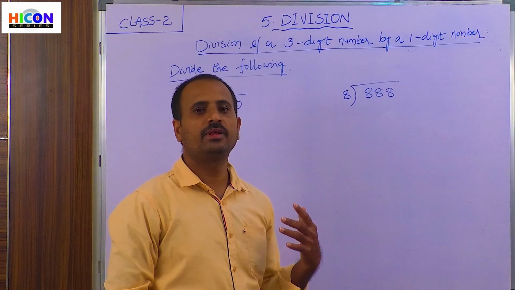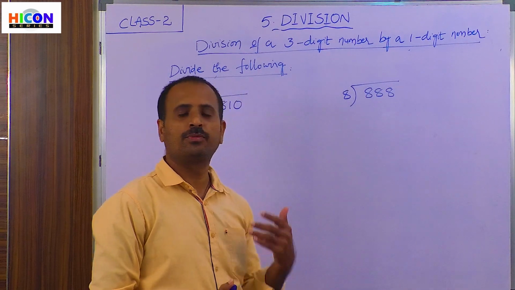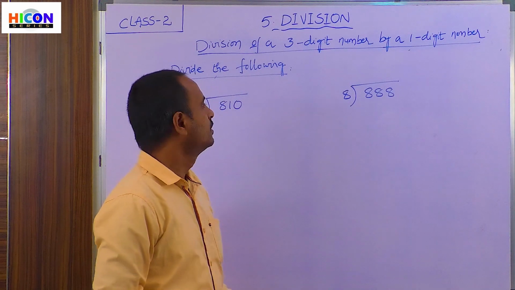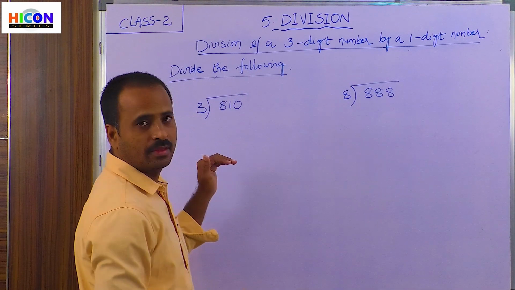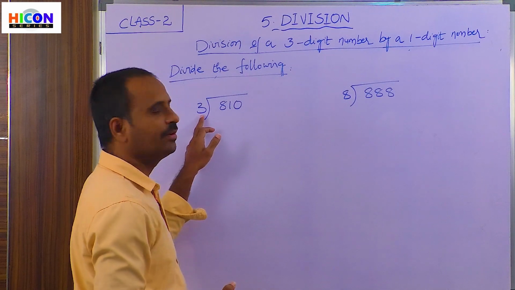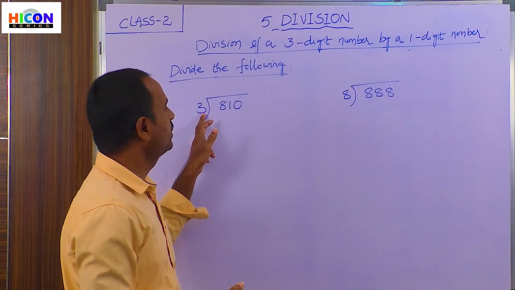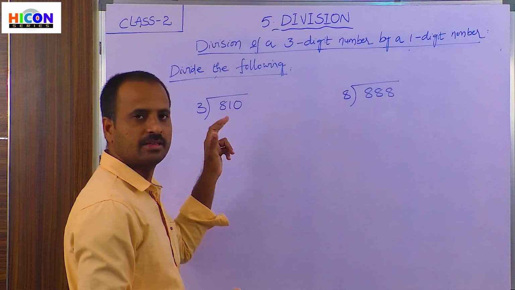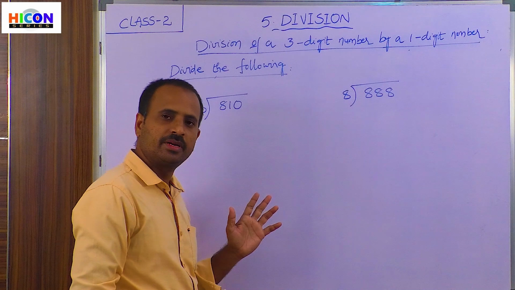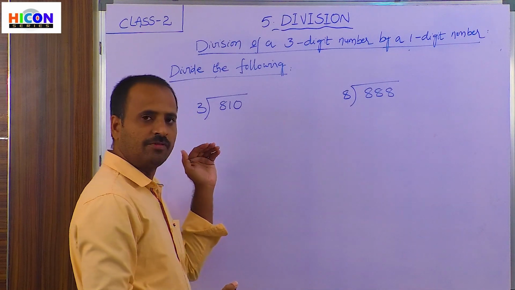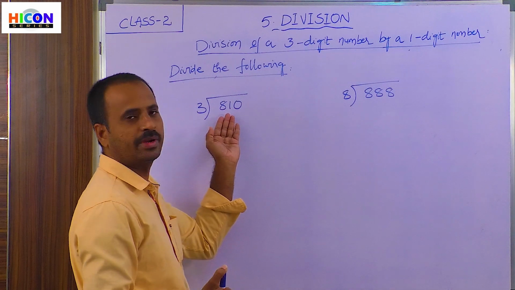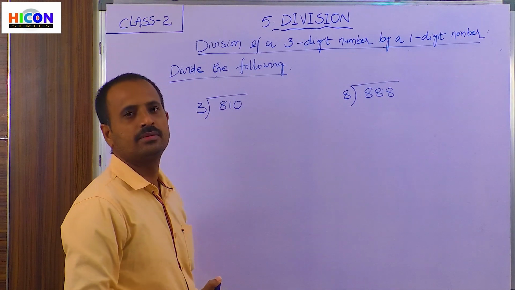So children, look at the board. There are some more problems on division. Here they have given 2 divisions. Let us see the first one. In this division also, what is the divisor? 3 is the divisor. What is the dividend here? 810 is the dividend. And 810 is a 3-digit number and the divisor 3 is a 1-digit number. Now we have to divide this 3-digit number by the 1-digit number 3.